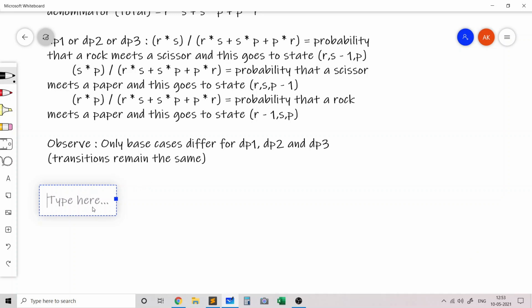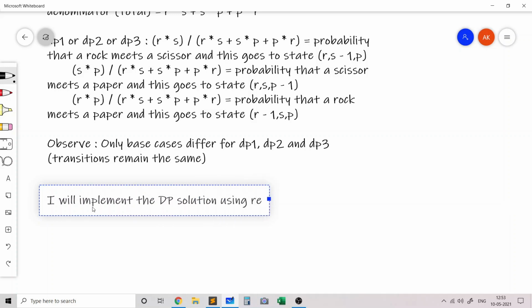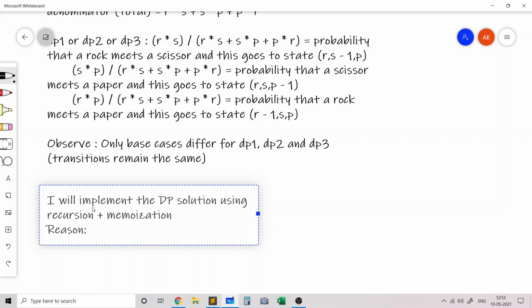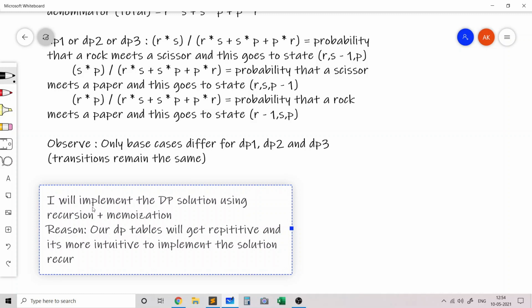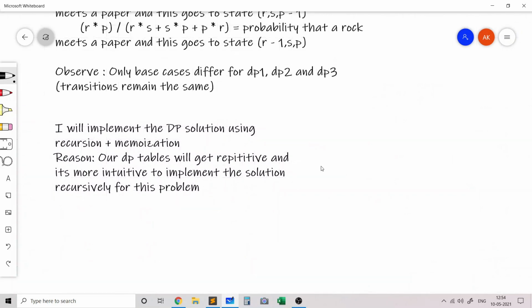So in the last part of our solution, I will implement the DP solution using recursion plus memoization, because our DP tables will get repetitive, and it's more intuitive to implement the solution recursively in this problem. So let's look at the code to understand how I'm doing this.